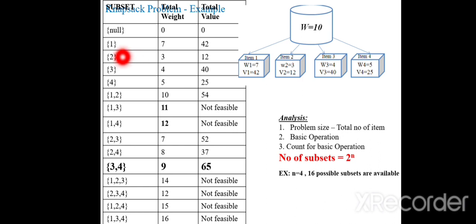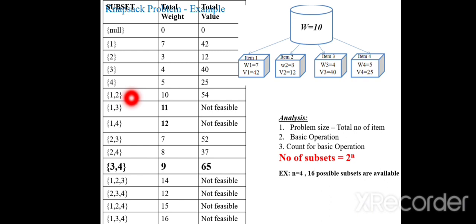The next item we are going to consider into the knapsack is 2 alone. We are going to consider single elements and also the combinations. First we are considering 1 alone, then 2 alone. The corresponding weight and value are 3 and 12. The next subset is 3, and the corresponding weight and value are 4 and 40. The next subset we are going to consider is item 4, and its weight and value are 5 and 25. Next we'll try out combinations.